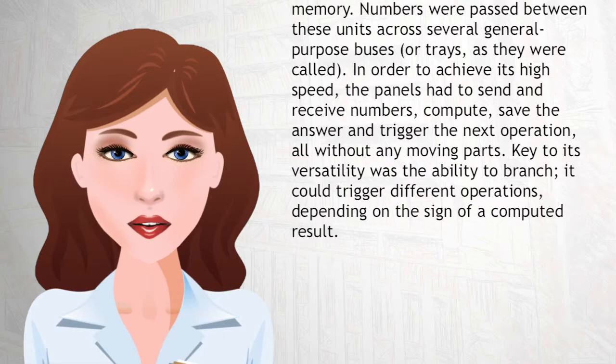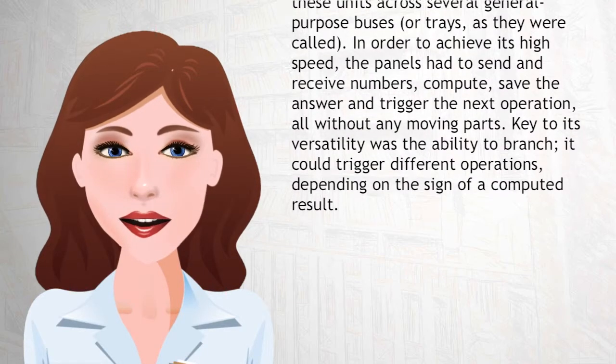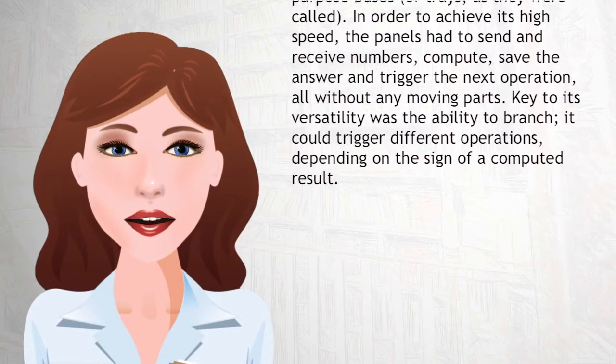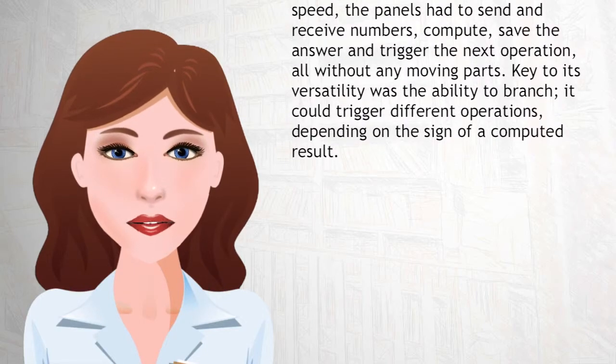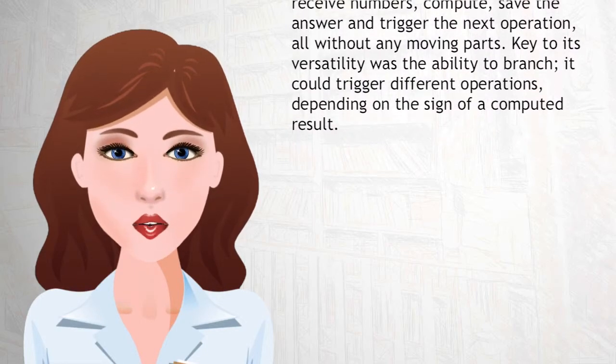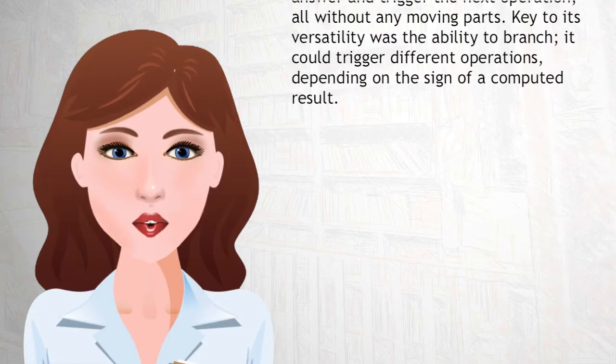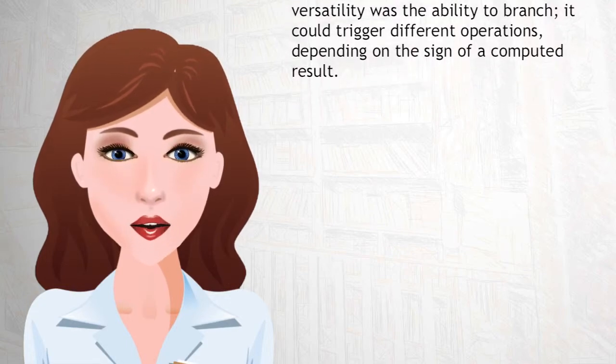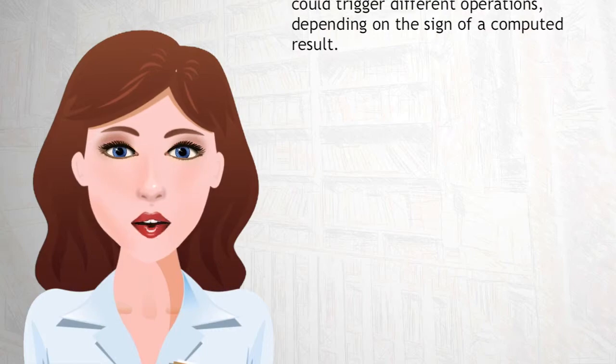In order to achieve its high speed, the panels had to send and receive numbers, compute, save the answer and trigger the next operation, all without any moving parts. Key to its versatility was the ability to branch. It could trigger different operations, depending on the sign of a computed result.